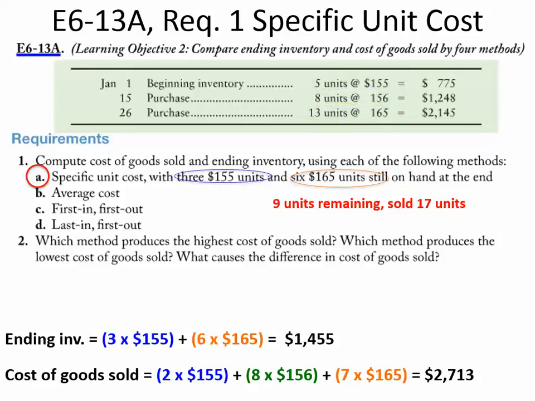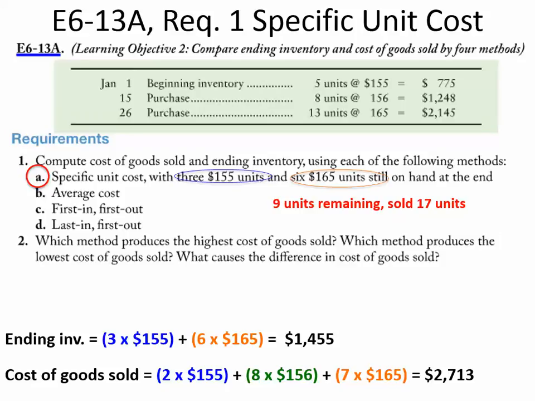It also wants to know the value of ending inventory. Well, the value of ending inventory, we have 3 of the $155 units left. It tells us right in 1A. We have 3 of the $155 units left, so 3 times 155, and we have 6 of the $165 units, so 6 times 165, so we have $1,455 in ending inventory under specific unit cost or specific identification method. Okay, so we love to get specific unit cost method because it is so easy.